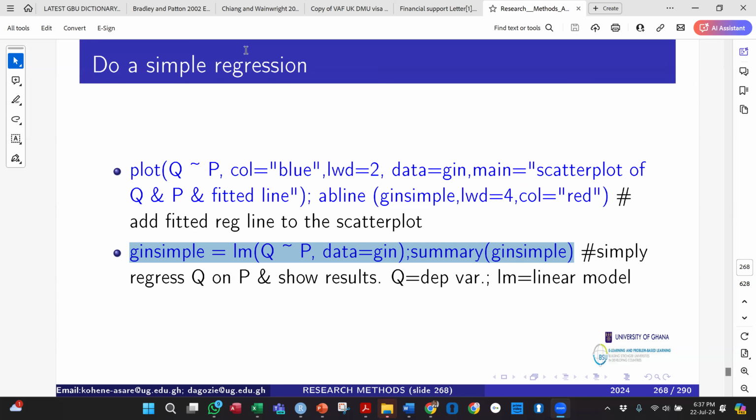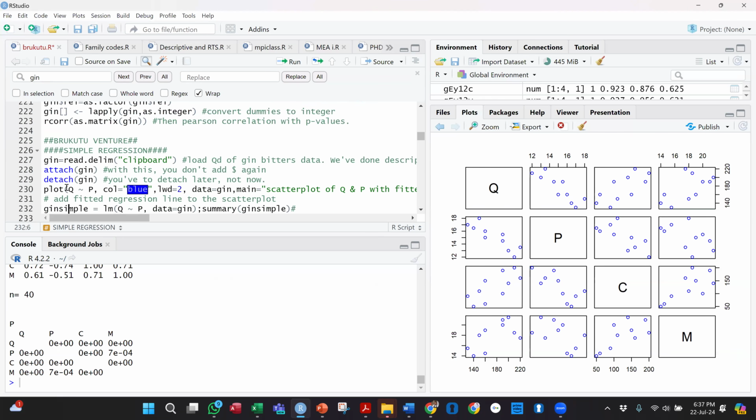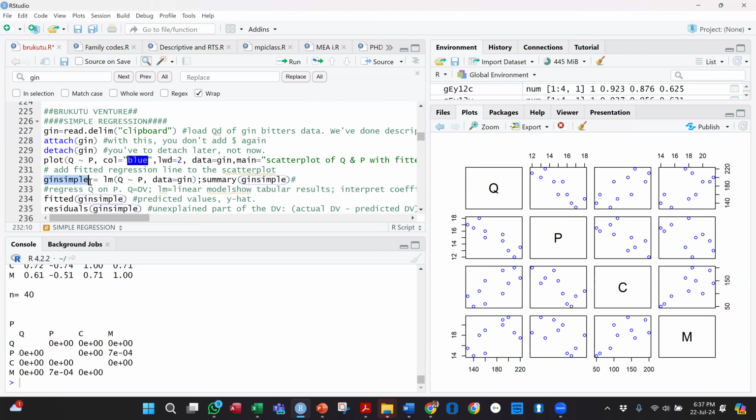When I entered the command for the gen simple, it gives me an error. Same here. If it gives you an error, it means that you have not run certain previous packages. So if there's any package above that you were supposed to run, you have to go and run it. I'm coming to run my gen simple, then you have a look at it.